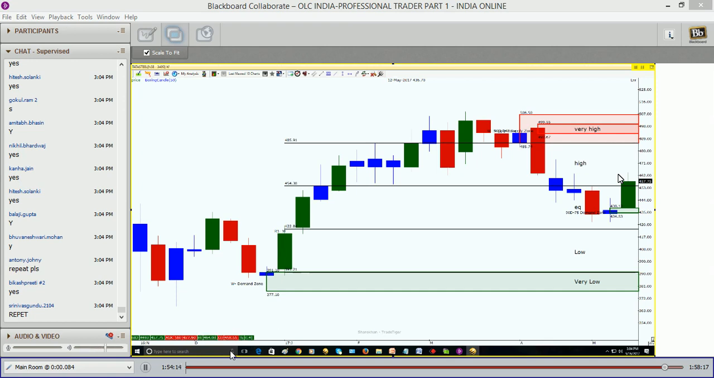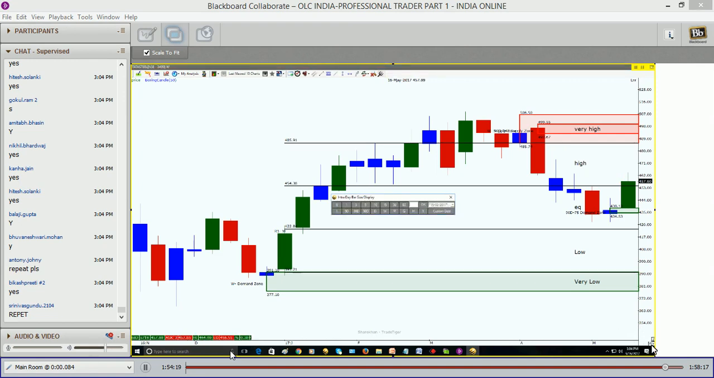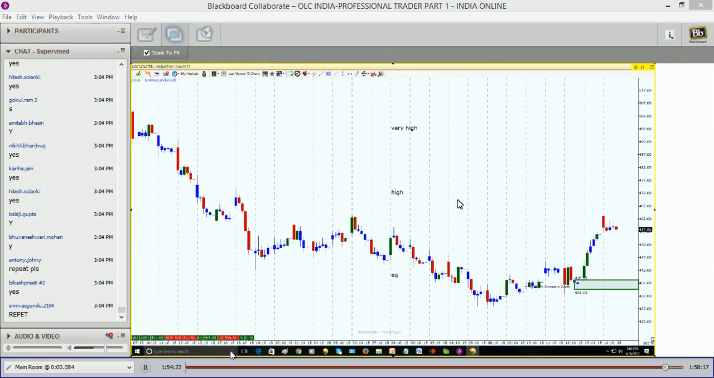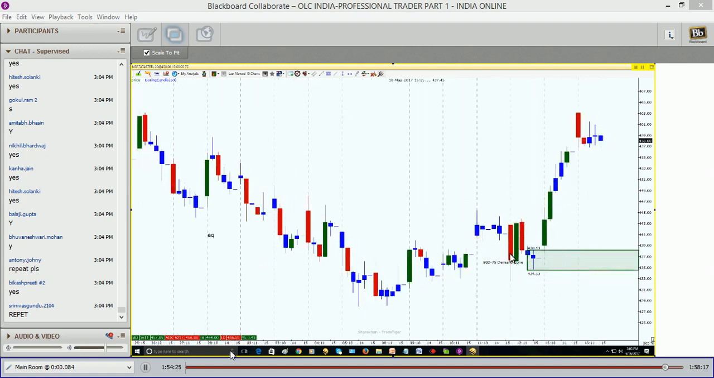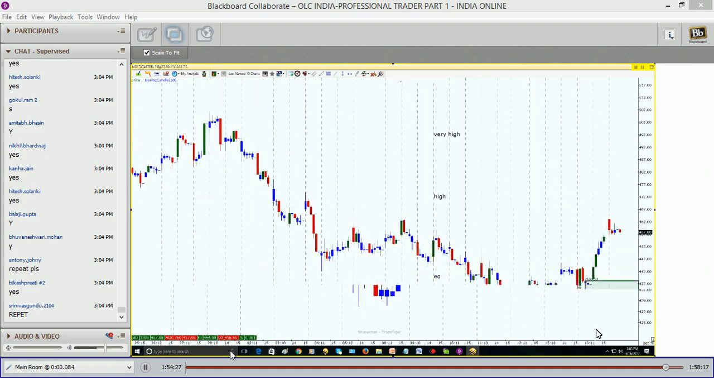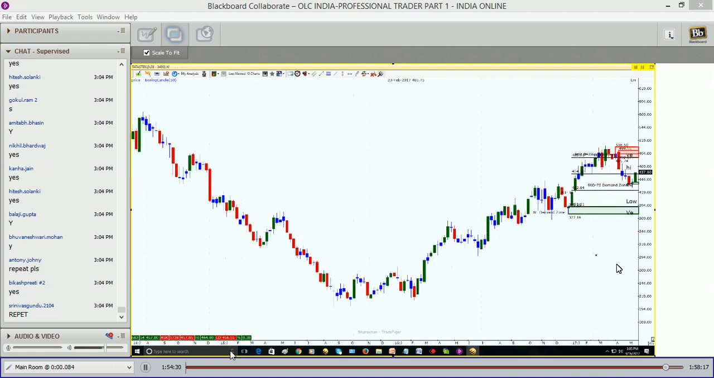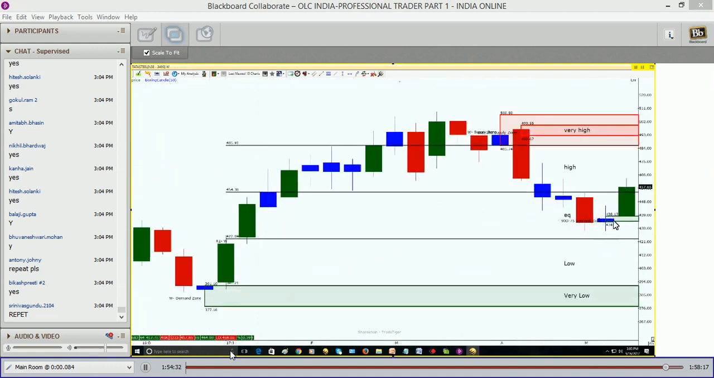Repeat, sure. This demand zone that I marked on the 75-minute chart, friends, was a good looking demand zone. But if I go back to the weekly chart, you will see that that small little zone comes over here. That zone that I marked between 434 and 438, it comes over here. Where am I? Am I in the lower end or higher end or in equilibrium? I am in equilibrium.